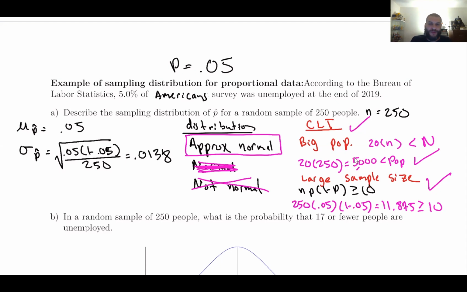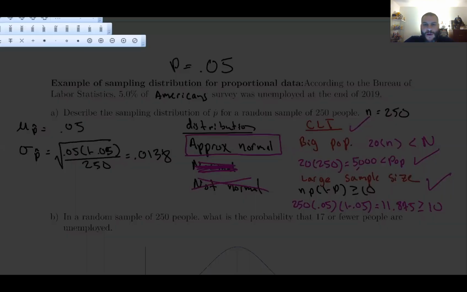You have to do 20 multiplied by n, and then ask yourself, is the population bigger than this number? If the answer is yes, then you say the central limit theorem does pass. All right, but that's it for that. Any question on how we describe our sampling distribution?